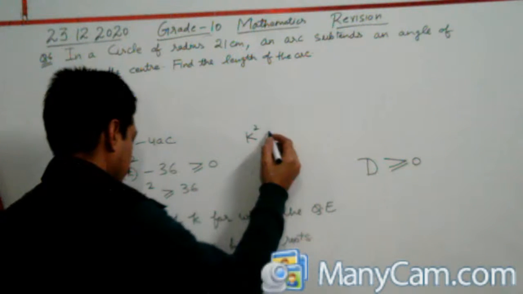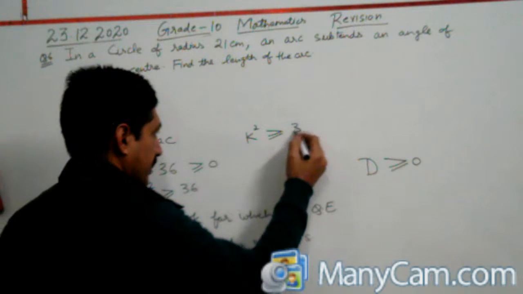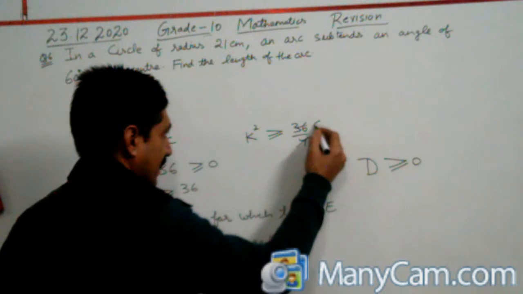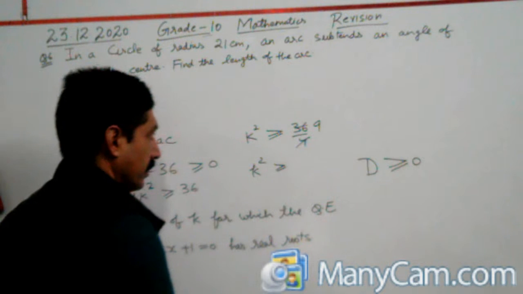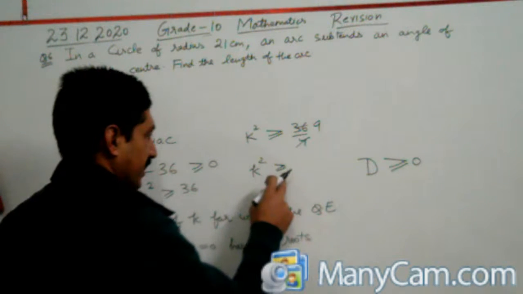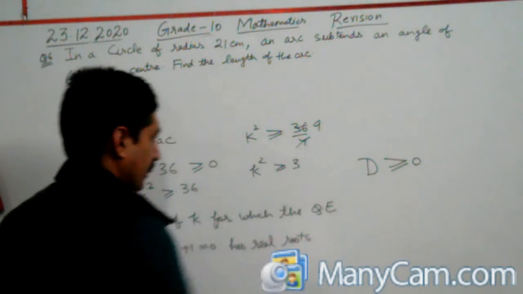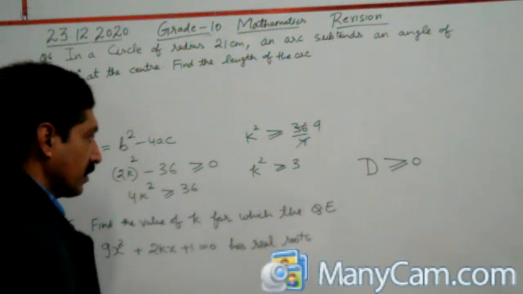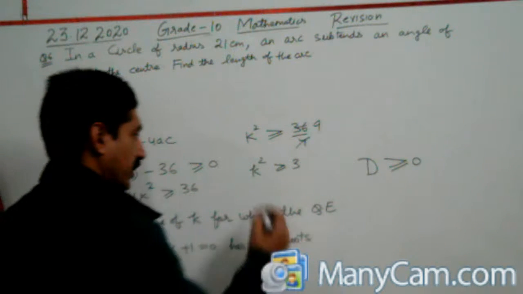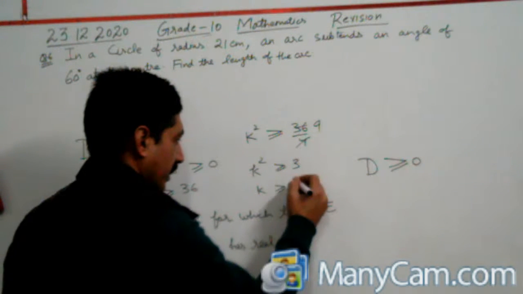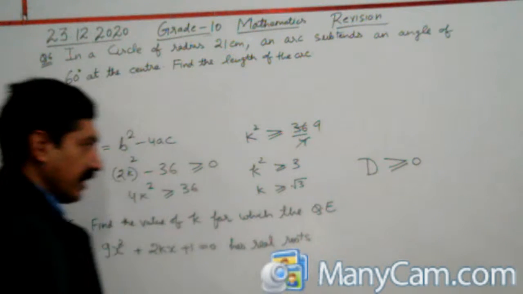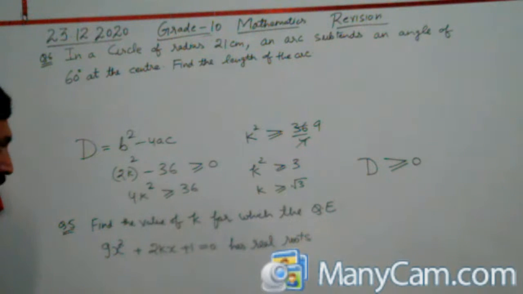k square is greater than or equal to 36 divided by 4, that is 9. So k square is greater than or equal to 9, so what is the value of k? Taking the root on both sides, k is greater than or equal to root 3.